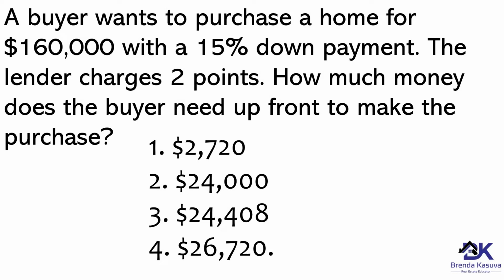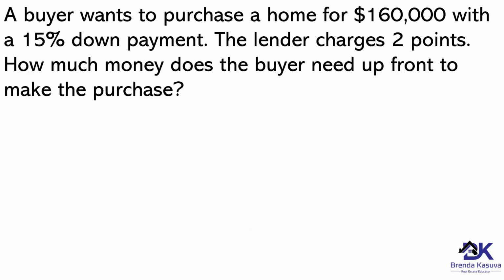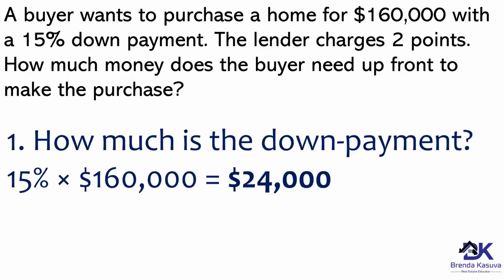Welcome back. Let's see how you did. The first thing is, let me give you the answer, $26,720. How did we get there? First, we need to figure out the down payment. The question is letting us know that the buyer has 15% of their own money. So 15% applied to the purchase price of $160,000.